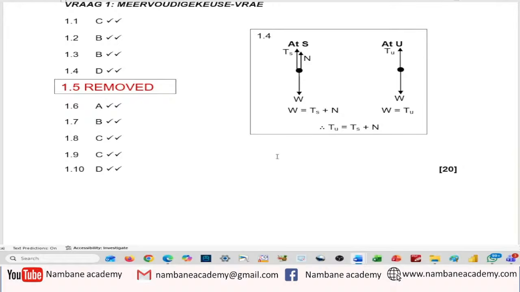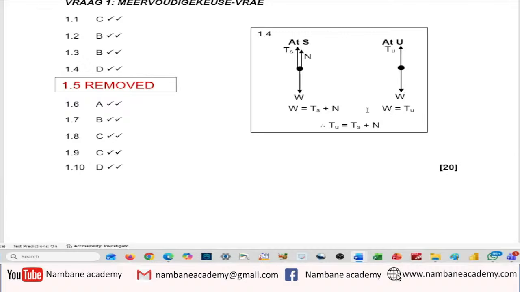Remember, at position S, the weight stack is still on the surface. It has not yet been lifted. But at position U, you will not have the normal force because now the weight stack is in the air. It has been lifted up. So if we draw a free body diagram, we end up with weight at position S being equal to tension at position S plus the normal. And then at position U, that is where we'll have weight being equal to the tension at that position. Weight remains the same. Weight of the stack is the same.